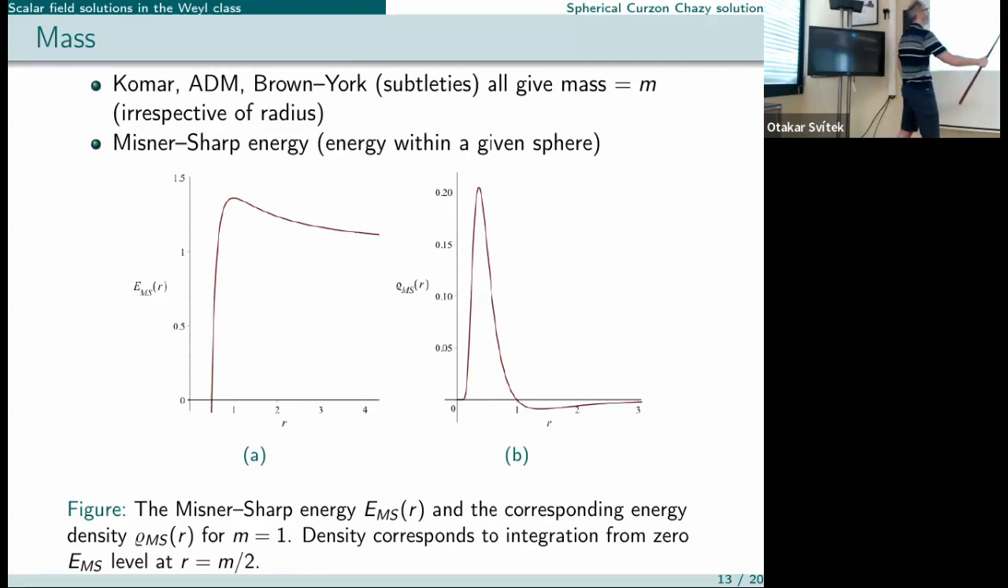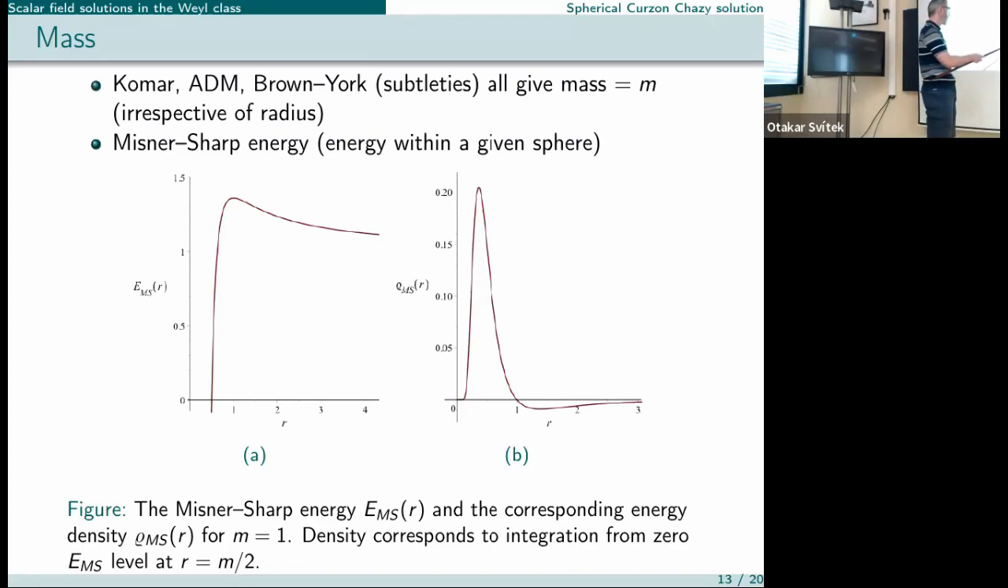So the asymptotic mass, even the Misner-Sharp mass, will still be m, but it's not the biggest one at infinity. The biggest one is at the throat. And then, of course, one can use this to compute the density distribution of this energy, and one gets this plot. Of course, this corresponds to the first one.